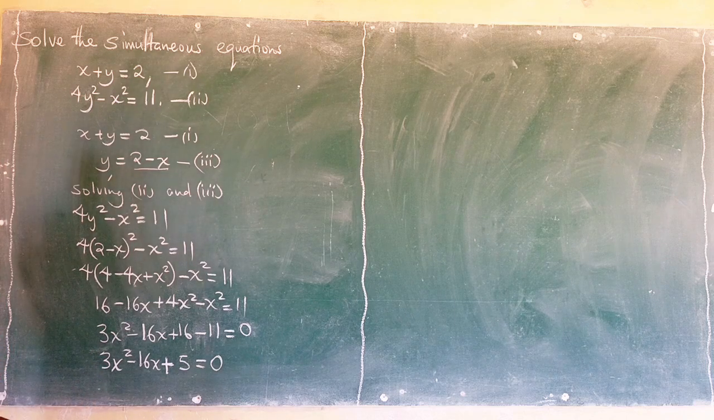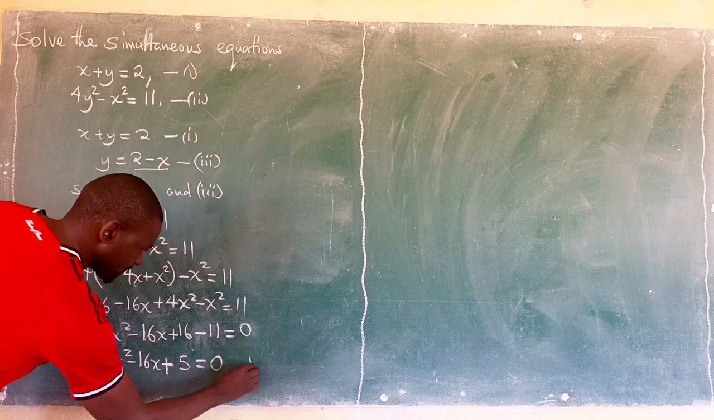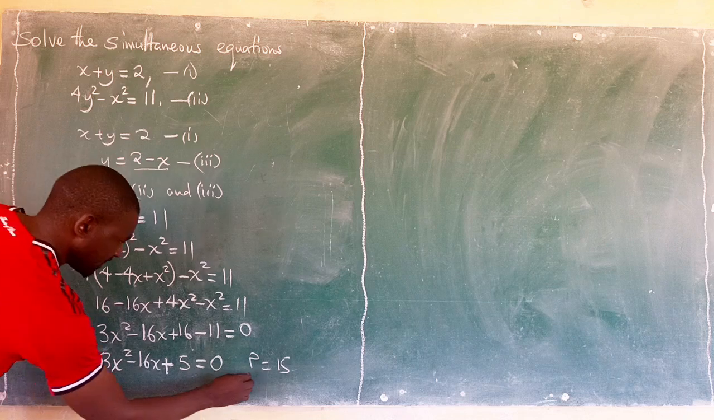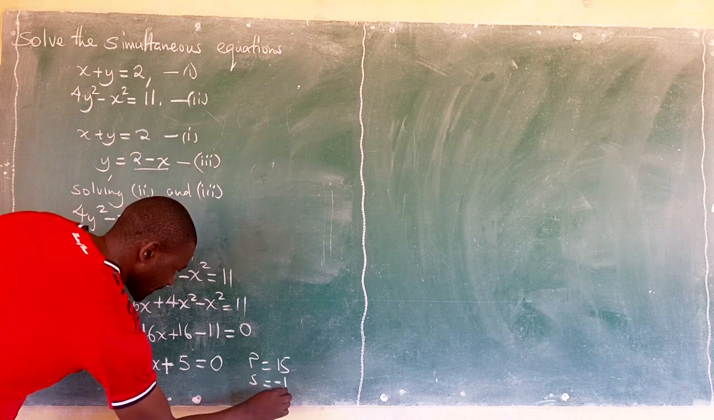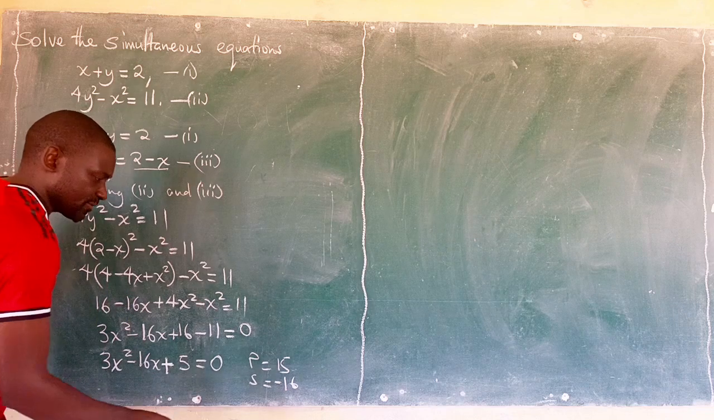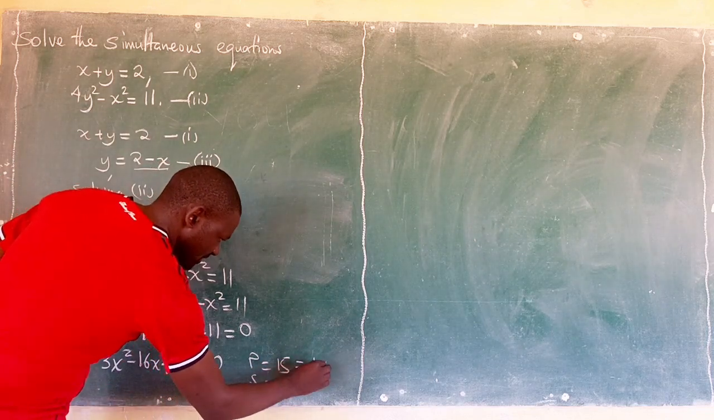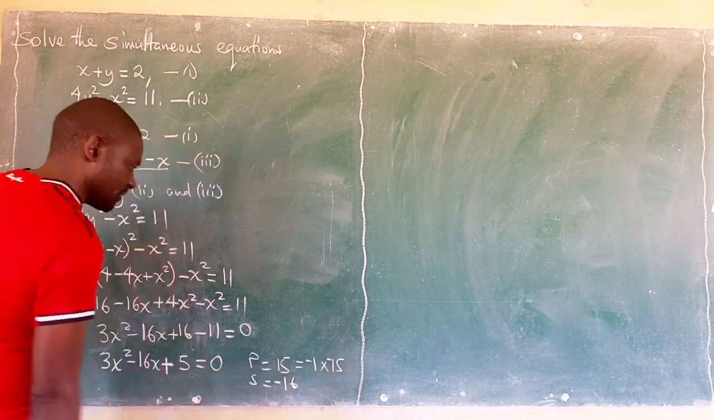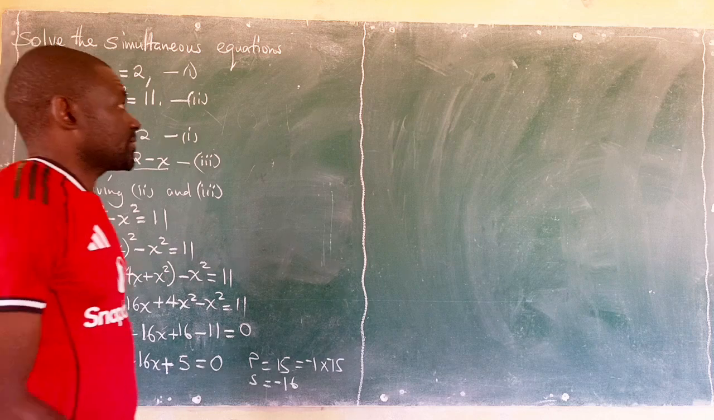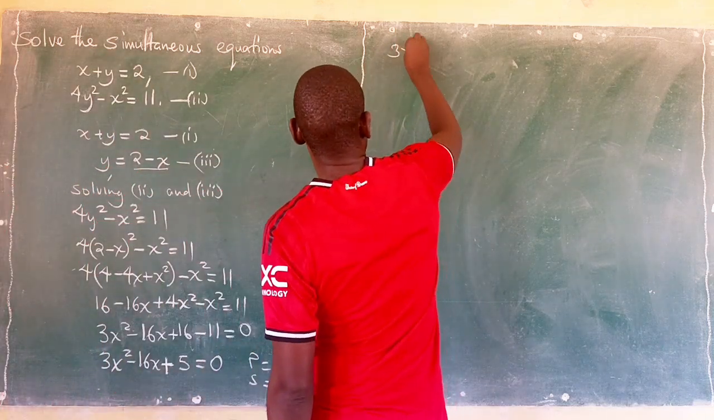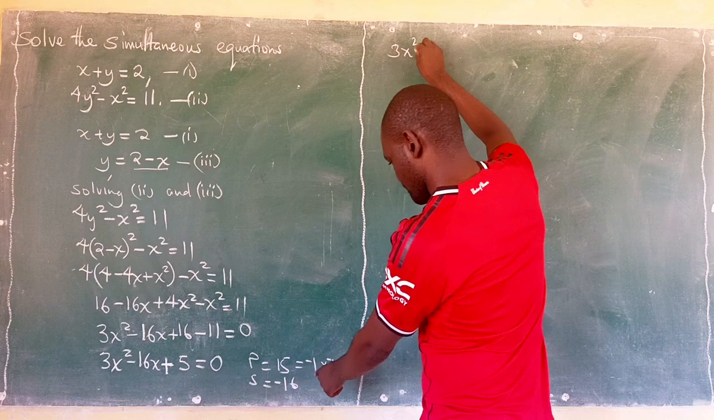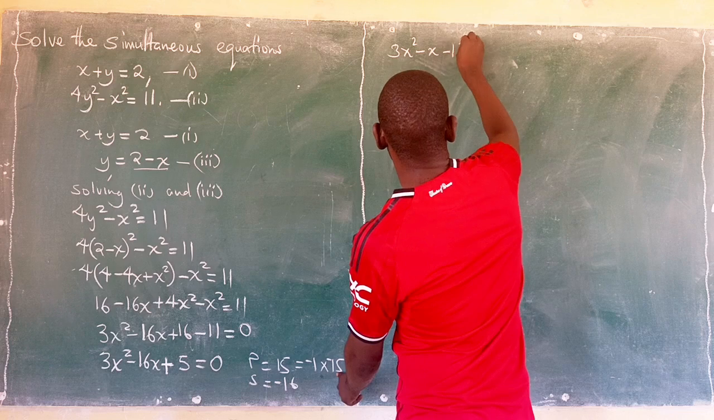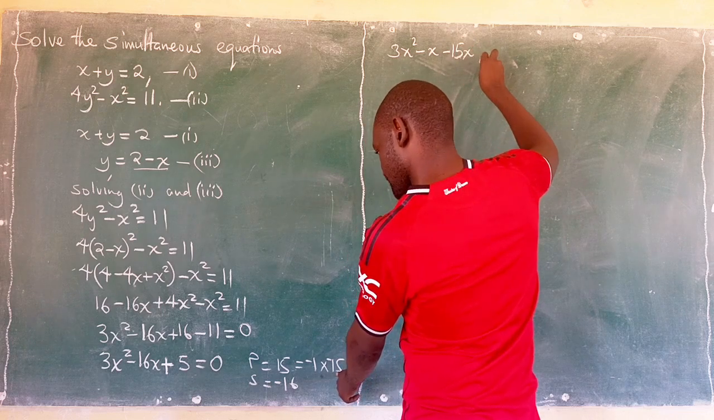Let's just check if they are factors. So the product, this and that, gives us 15 positive, and then the sum is negative 16. So that means the factors we can use are 1 times 15, and these should be negatives. So we solve it. We say 3x squared minus x, and then minus 15x, then plus 5 equals 0.